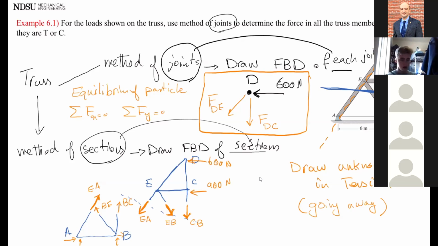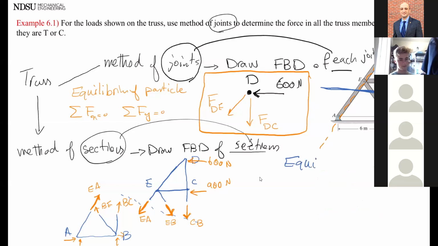So what does this remind you of, this type of analysis? The first one was equilibrium of particle. What is this one? Equilibrium of rigid bodies. Rigid bodies, because all the forces are not going through the same point right now, right? So this is like an equilibrium of rigid body.